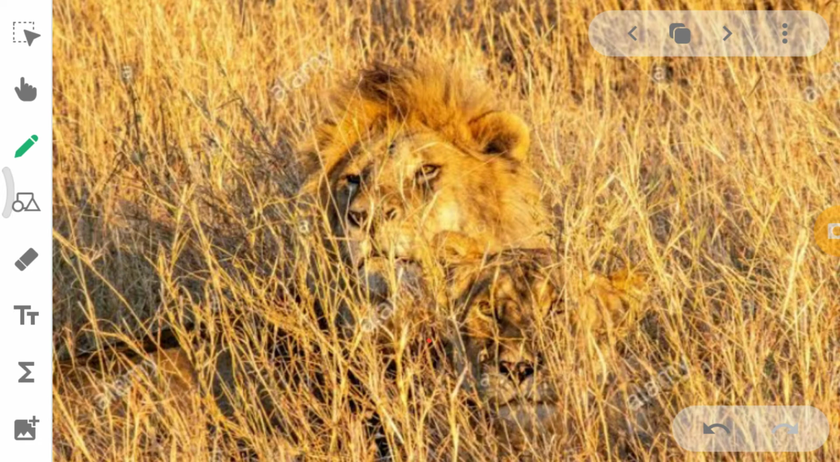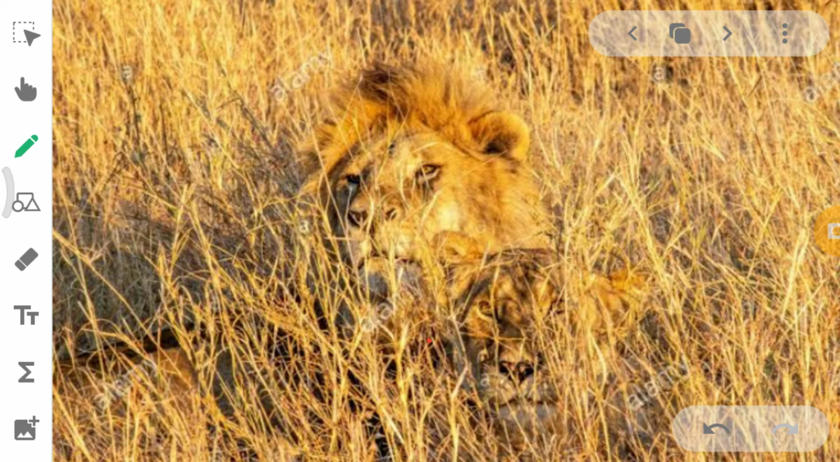To know some more about its adaptations, it is light brown in color. See, it is light brownish golden in color so that it can hide in this grass.